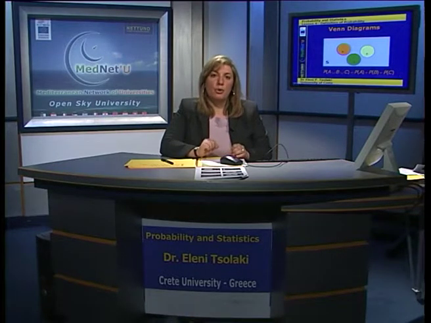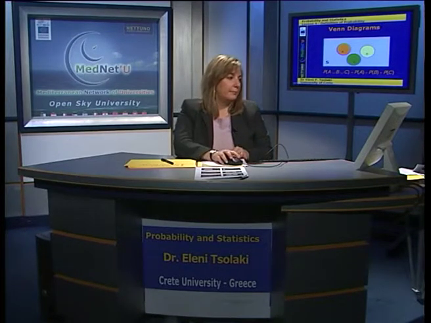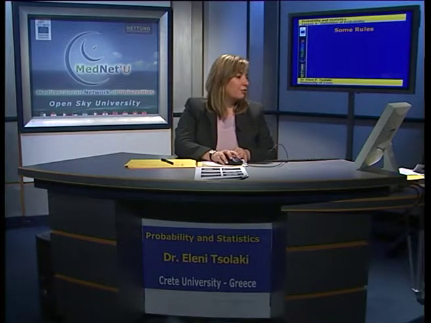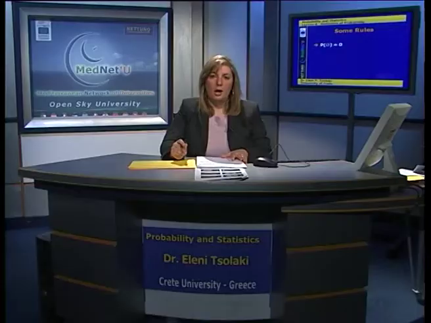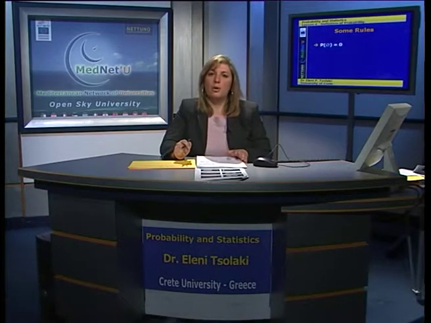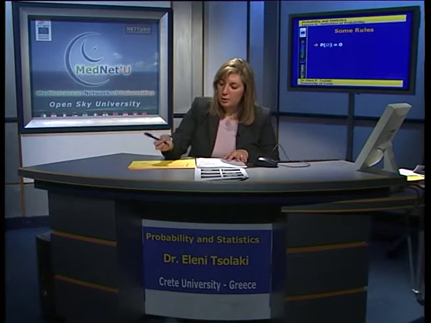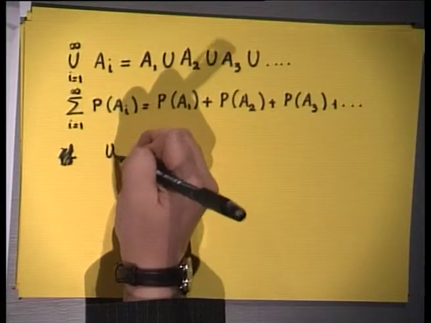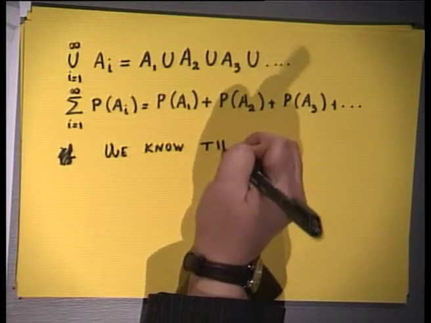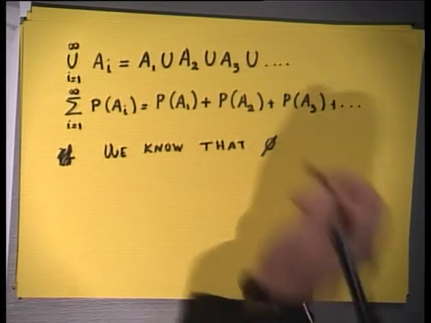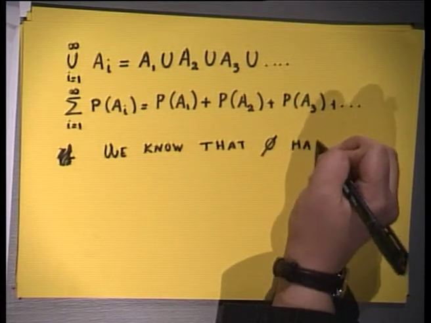So, some more rules for probability that we are going to prove now. First of all, the probability of the empty set is 0. We are going to show this property using some simple mathematics. So, we know that the empty set has no elements.